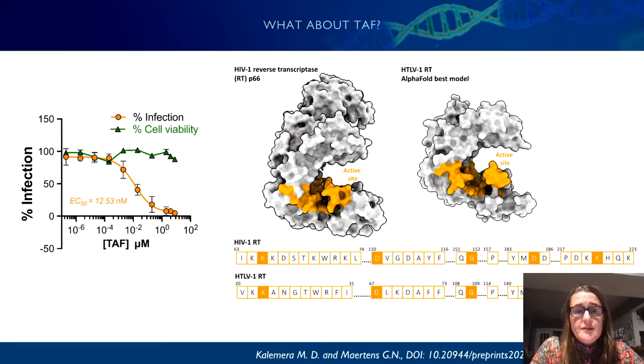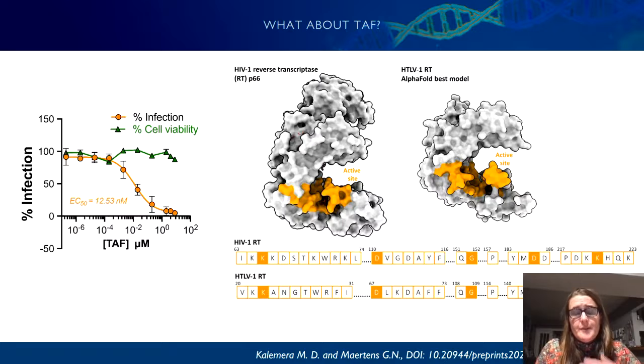Now, TAF, or tenofovir alafenamide, is an RT inhibitor. RT is one of the other viral enzymes that are critical to establish infection. It's the enzyme that converts the RNA genome into double-stranded DNA. TAF is a prodrug form of tenofovir. As we show here, it also very potently blocks HTLV1 infection. The EC50 is higher than bictegravir and dolutegravir, but it's still a very potent inhibitor of HTLV1 infection.